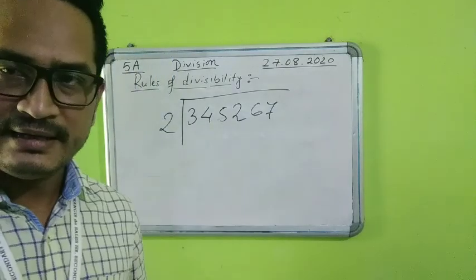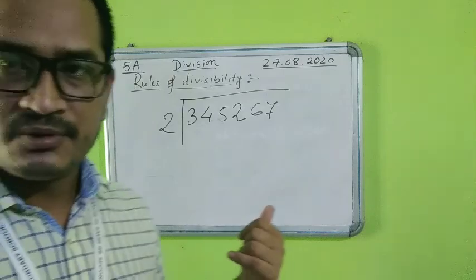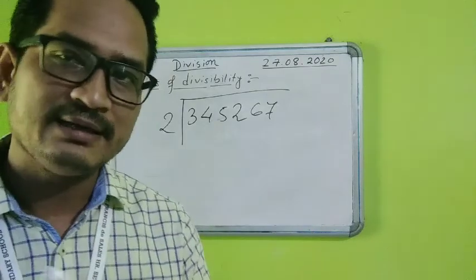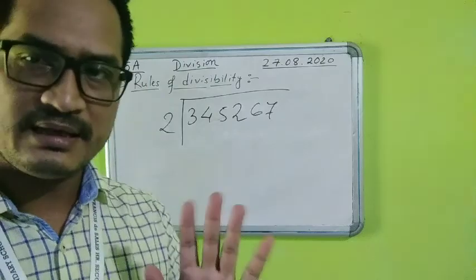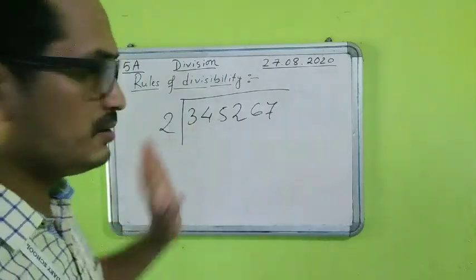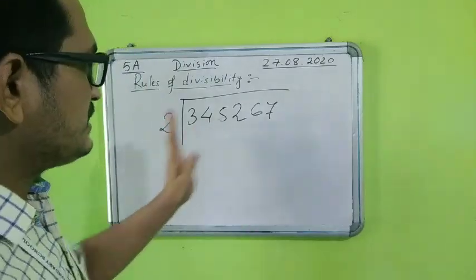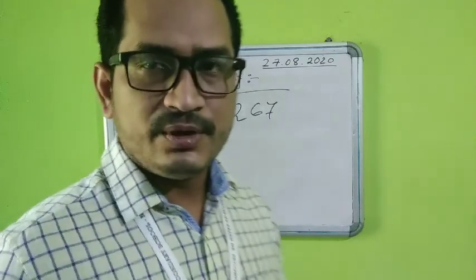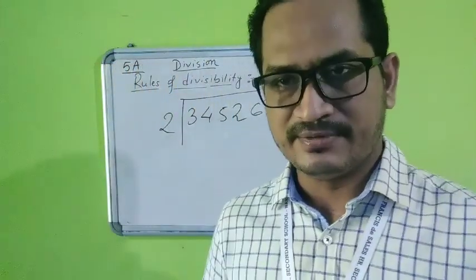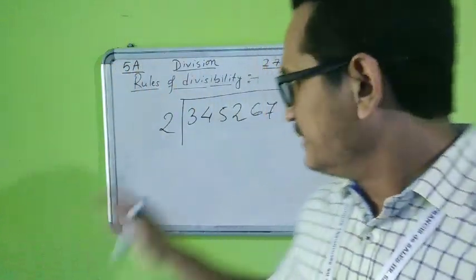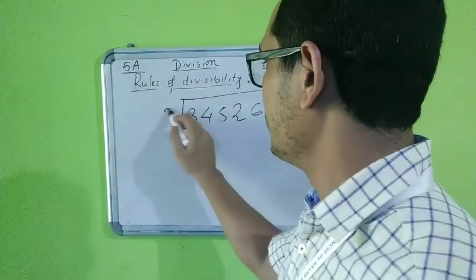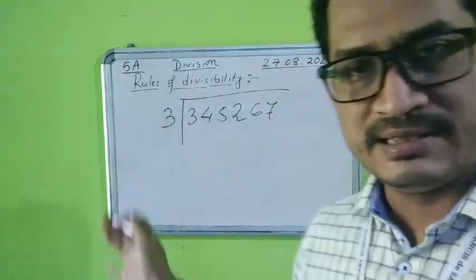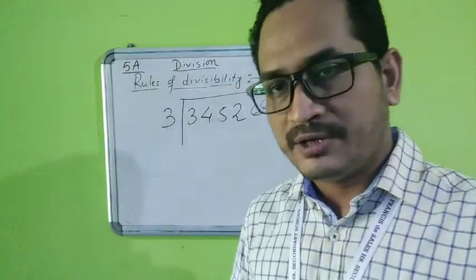But students, you can imagine by yourself, if I start dividing this, obviously it will take time. I only need to check whether it is divisible or not, that's it. I don't need the quotient, I don't need the remainder. So if I start dividing, it will take more time. Similarly, if I ask whether this number is divisible by 3 or not, you need to divide it by 3 and then check. So it will take time.